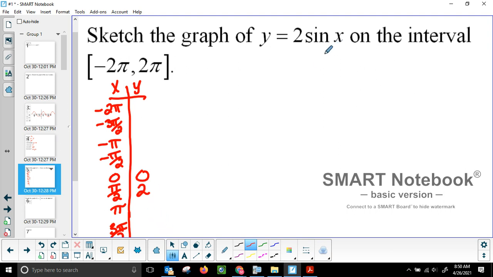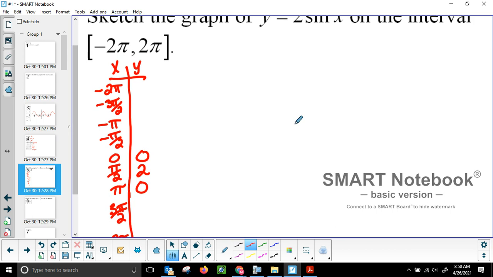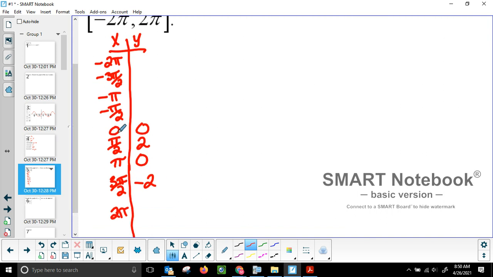Sine of pi was 0. Of course, 2 times 0 is 0 again. The sine of 3 pi over 2 was negative 1. So 2 times negative 1 is negative 2. And then, of course, 2 pi, we're back at 0 again on our unit circle. So the sine of 2 pi is 0. 2 times 0 again is, of course, 0.